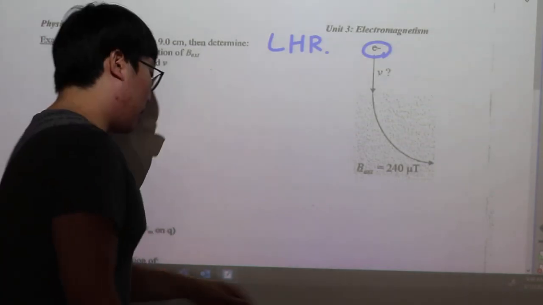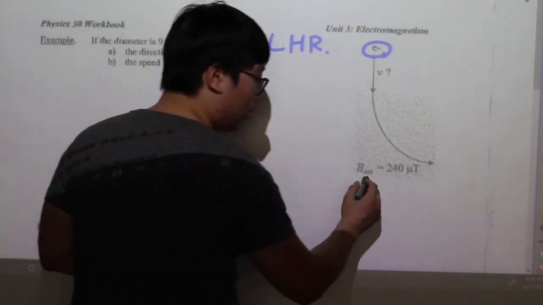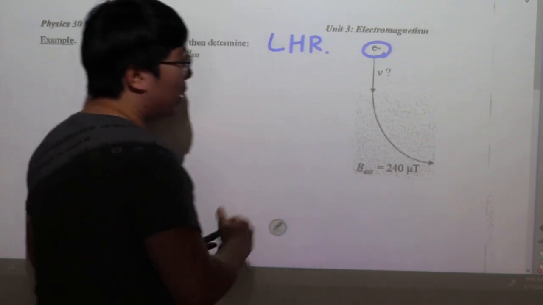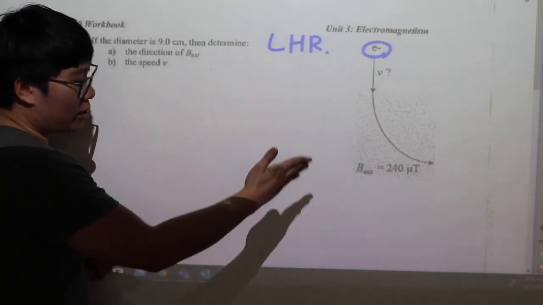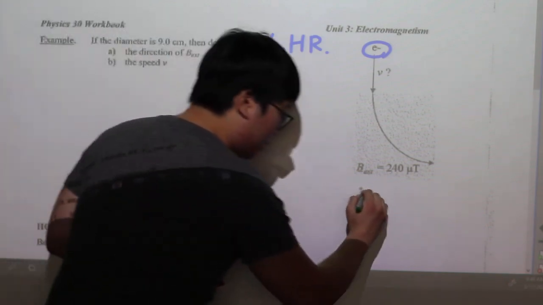Now, your next part is to find some of the clues. We have the external magnetic field that is given. Now, know the fact that the direction is not given. Is it into the page or is it out of the page?